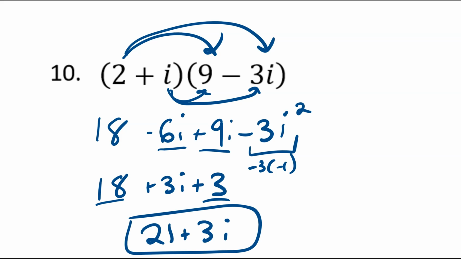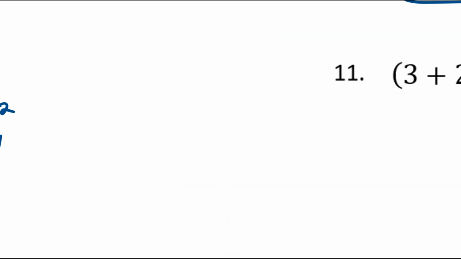So sometimes when you multiply, things will cancel. Other times you'll just need to combine your like terms in the middle and combine your first and your last terms once you've simplified the i squared.